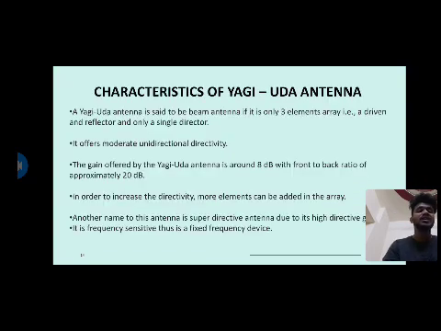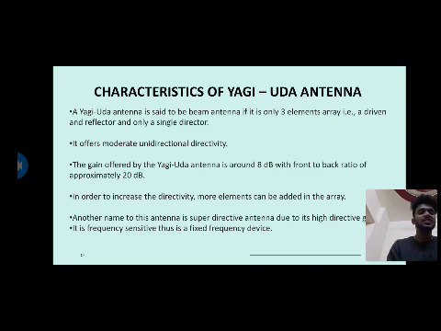Characteristics of Yagi antenna. A Yagi antenna is said to be a beam antenna if it is only a three element array, i.e. driven element and reflector, and only a single director. It offers moderate unidirectional directivity. The gain offered by a Yagi antenna is around 8 dB with a front to back ratio of approximately 20 dB. In order to increase the directivity, more elements can be added in the array. Another name for this antenna is super directive antenna due to its high directive gain.